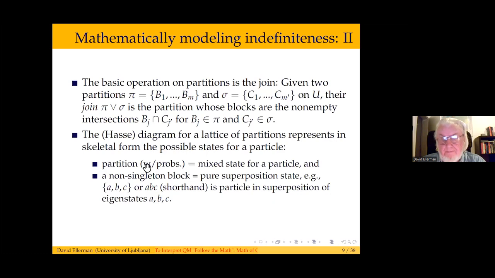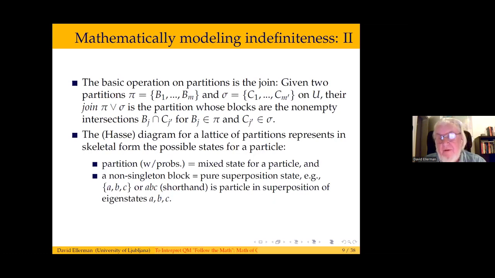In the partition, you can take the points as being equiprobable, or you can take them as having point probabilities. So here we're thinking of a partition with probabilities assigned to the points, P1 through Pn. And so a partition is the skeletal form of a mixed state of a particle. Here, I'm assuming you know what a mixed state is in quantum mechanics versus a pure state. A non-singleton block is a superposition state, so the elements in a block are considered to be superposed.